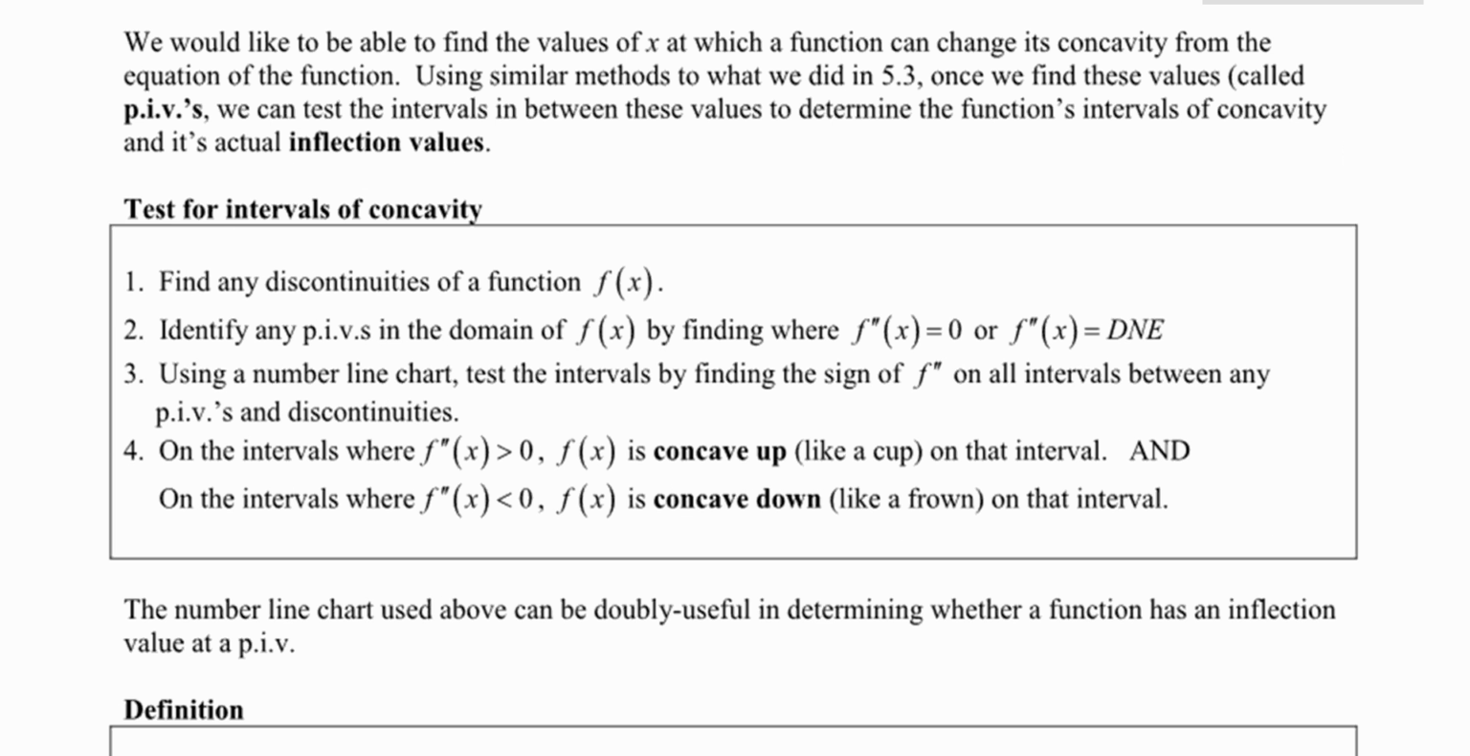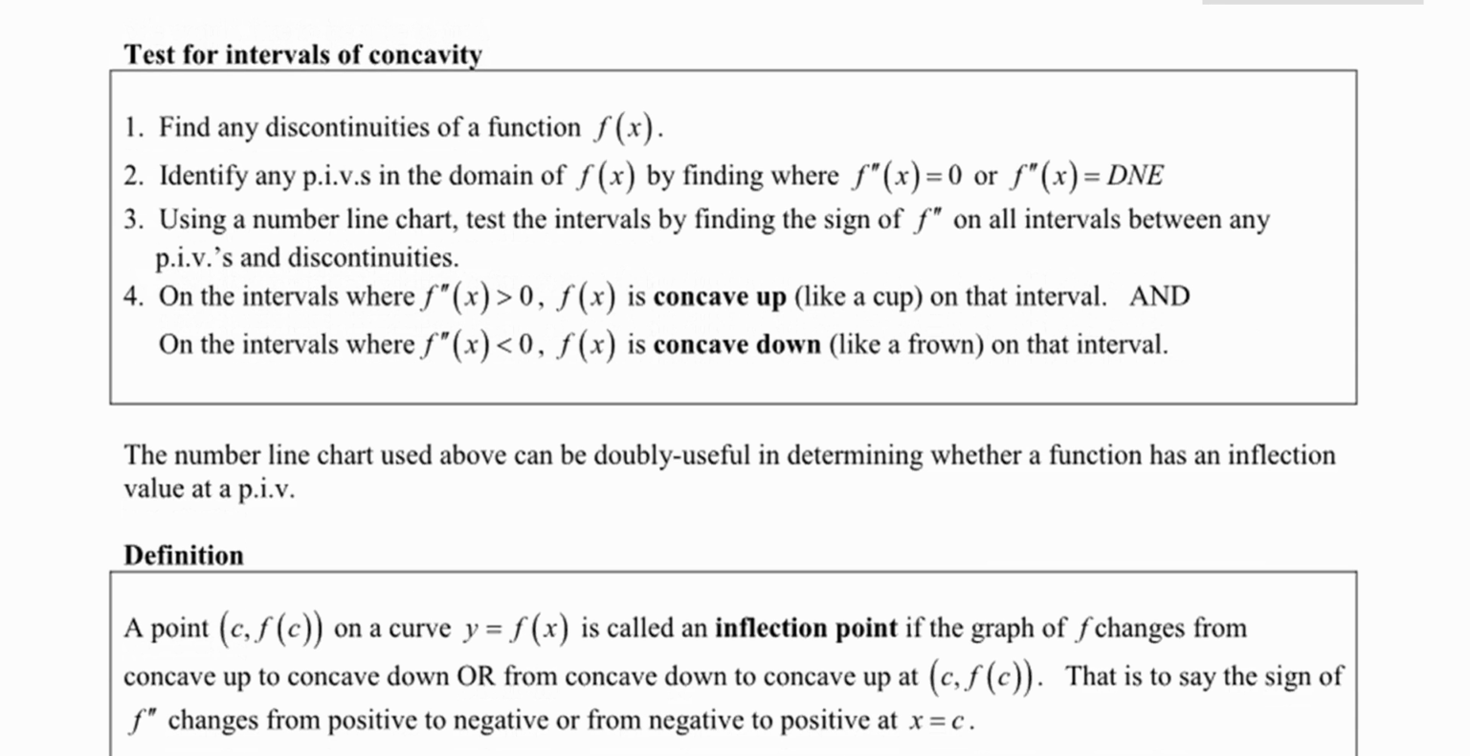All right, so when we're trying to find what values the function can change its concavity, these are called points of possible inflection values, or PIVs. So to test the intervals for concavity, we're going to find any discontinuities. We're going to identify possible inflection values by finding where the second derivative is 0 or the second derivative is undefined. We're going to use a number line chart and test the intervals for the sign, whether it's positive or negative. When the second derivative is positive, it's concave up, like a cup. And when the second derivative is negative, it's concave down, like a frown.